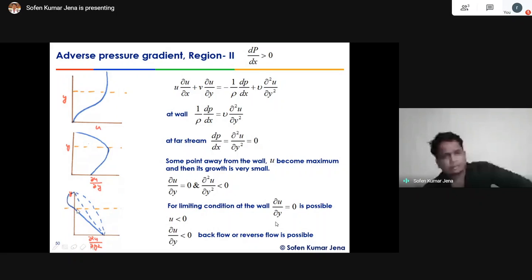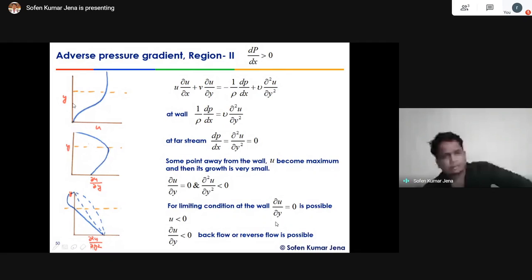At the point of inflection, when del square u by del y square becomes 0, the limiting condition, what will happen? The del u by del y becomes 0 at that point. Let's plot the corresponding velocity versus y for this point. This is my wall. At some point away from the wall, if I am plotting my boundary layer, u becomes maximum and then its growth is very small.